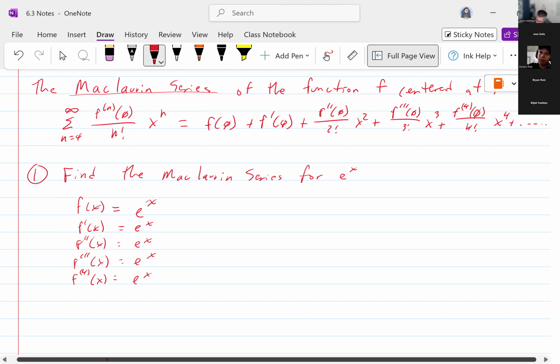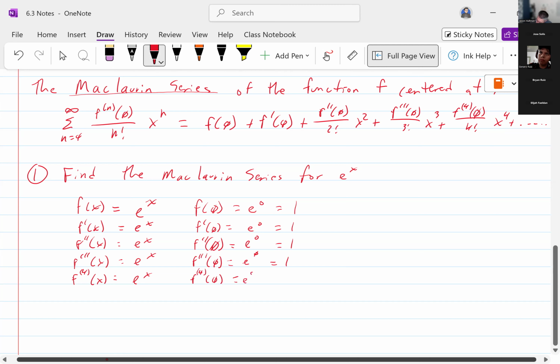Okay, so now let's evaluate each of these at 0. Well, this gives me e to the 0, which is 1. This gives me e to the 0, which is 1. The second derivative evaluated at 0 is e to the 0, which is 1. You can kind of see where I'm going here. These are all going to be 1. So the fourth derivative of f at 0 is equal to e to the 0, which is 1.